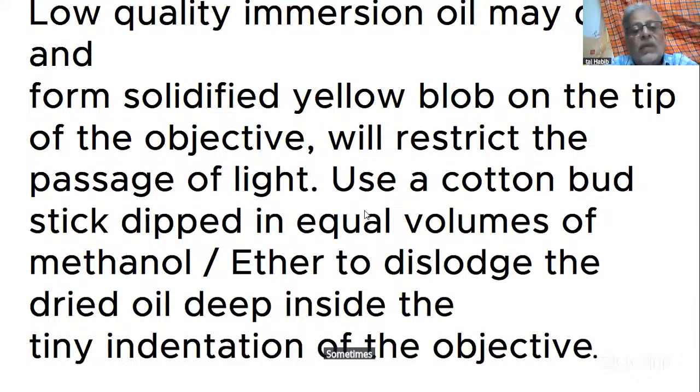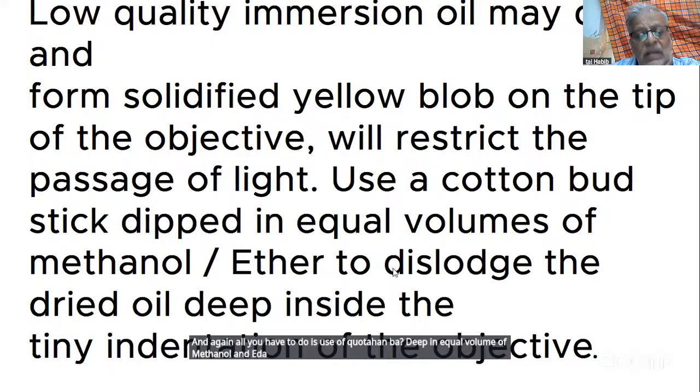Sometimes you get a solidified yellow blob on the objective. That is because you have been using cheap oil which is drying. And again, all you have to do is use a cotton bud dipped in equal volumes of methanol and ether and dislodge that.